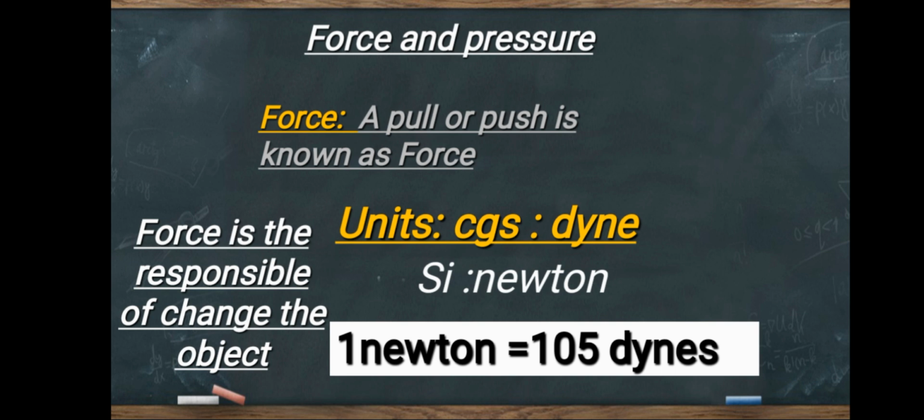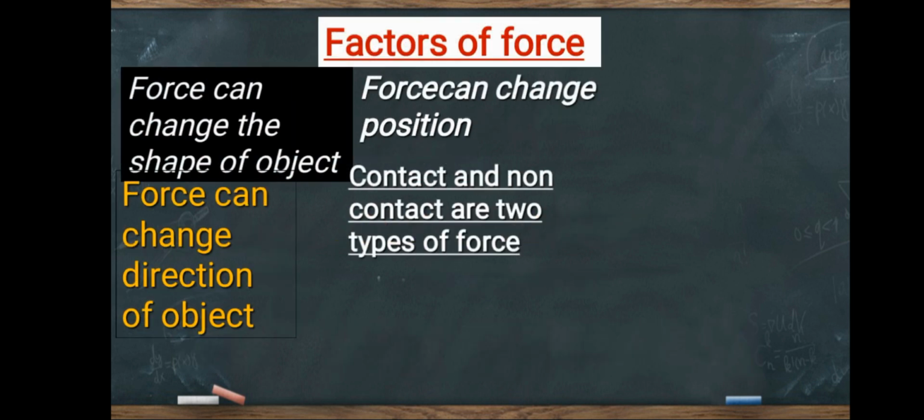Contact force. The force which occurs when there is a physical contact between two interacting objects is known as contact force. It depends on the area of contact. Examples: muscular force, frictional force, normal force, tension force.